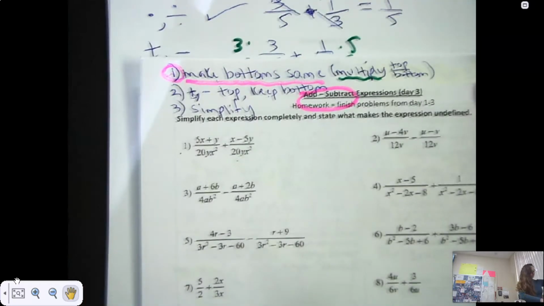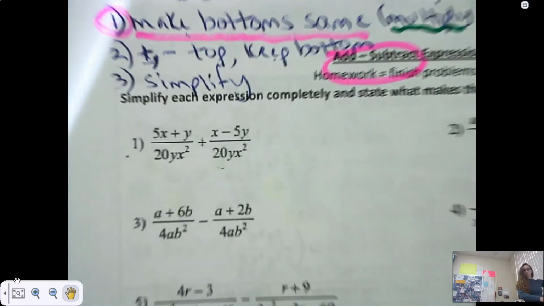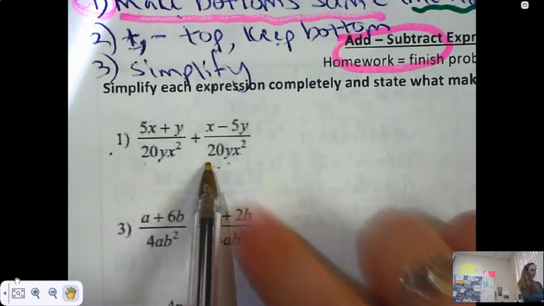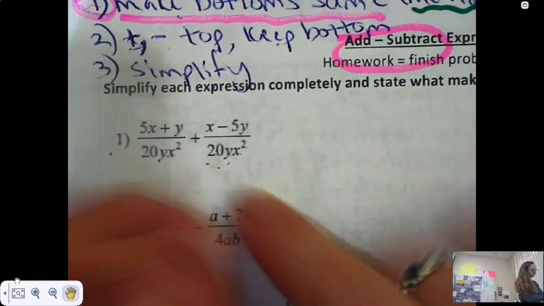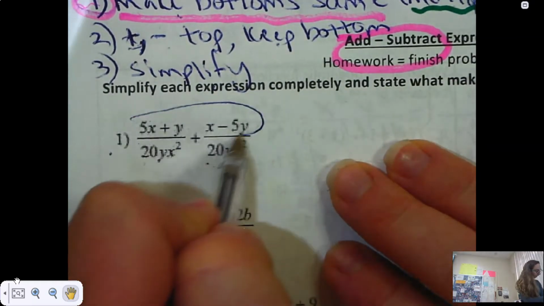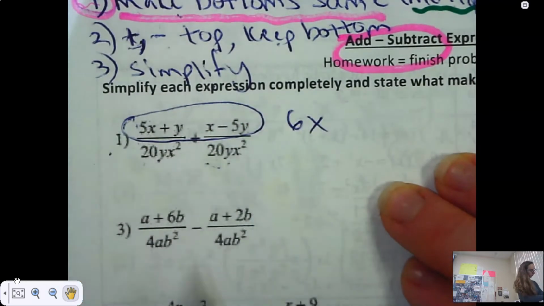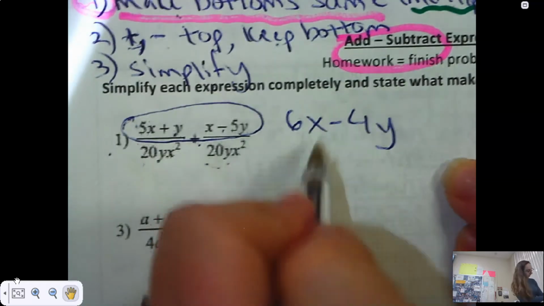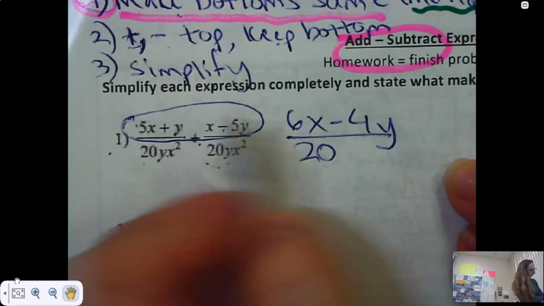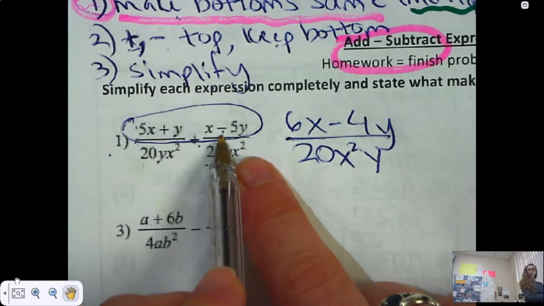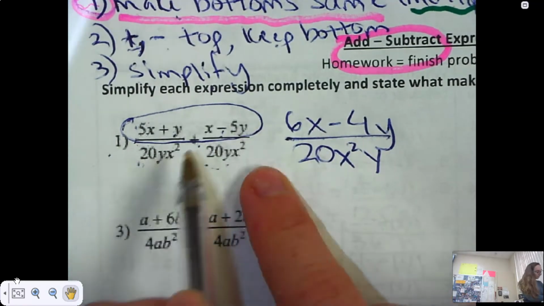So let's zoom in. Oh, look, the bottoms are already the same. So if the bottoms are already the same, then I add or subtract the top. So I'm going to take this and I'm going to add it because it's a plus. 5x plus x is 6x. Y plus negative 5y is negative 4y. And then I keep the bottom, which is 20. And I don't like that the y is first, so I'm going to rewrite it. Add or subtract the top, keep the bottom.